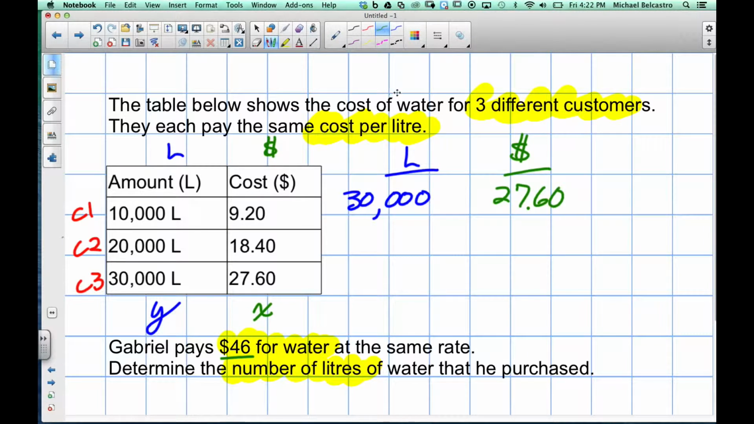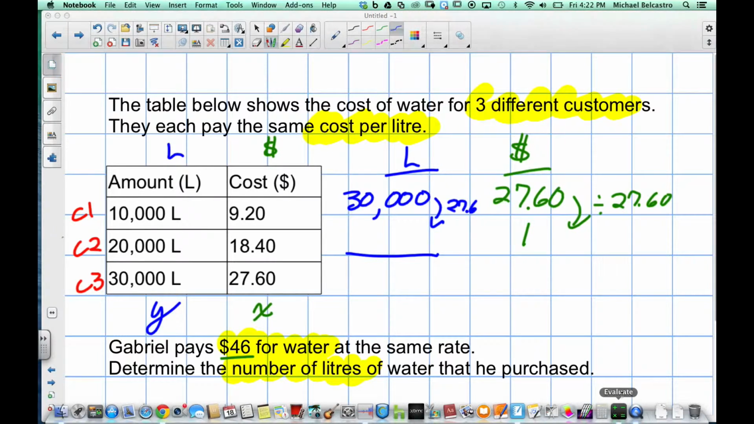From here, we're going to figure out how much $1 gets us in terms of liters. In order to do that, we need to bring this down to $1. So what decreasing relationship would take 27.6 to $1? Well, we can divide by 27.60, and that'll take us to $1. In that same idea, we will be dividing our liters, and this will end up being our rate. So we're going to divide our 30,000 liters by 27.6.